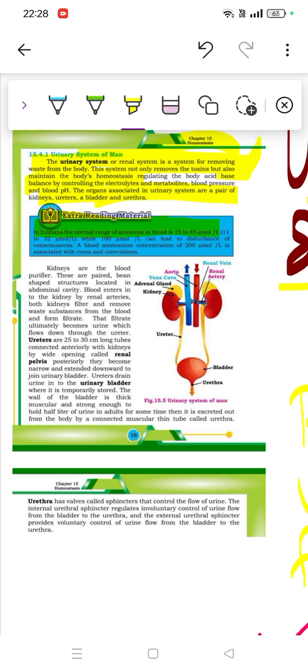So here's extra reading material which we need to read out. In humans, the normal range of ammonia is 15 to 45 micromoles per liter, and if the amount deviates from this, it could lead to a disturbance in the entire body.